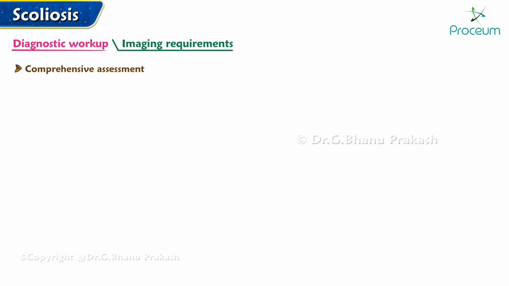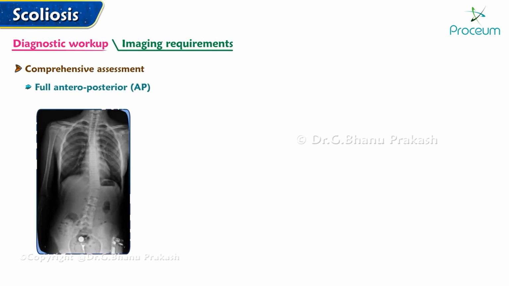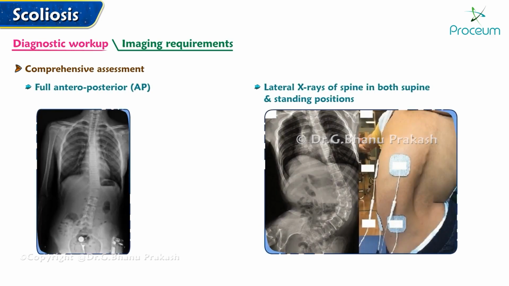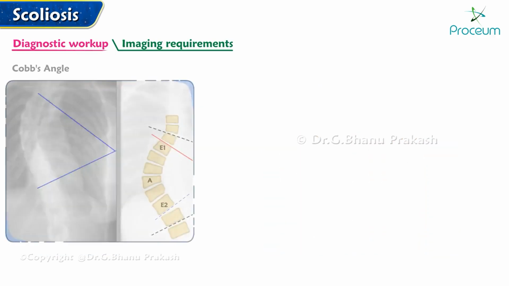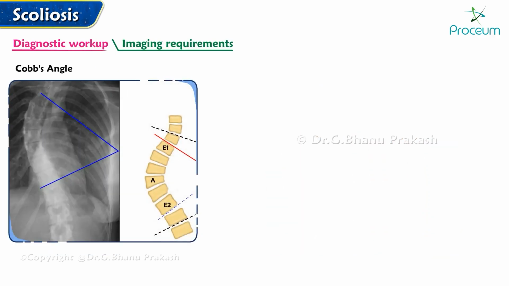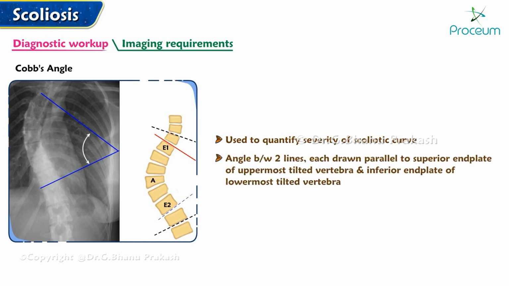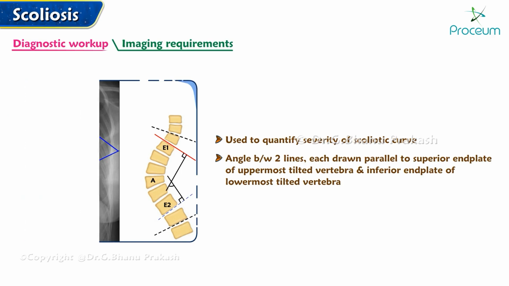A comprehensive assessment of scoliosis typically involves full anteroposterior and lateral X-rays of the spine in both supine and standing positions. Cobb's angle. This measurement is used to quantify the severity of the scoliotic curve. It is defined as the angle between two lines, each drawn parallel to the superior end plate of the uppermost tilted vertebra and the inferior end plate of the lowermost tilted vertebra.